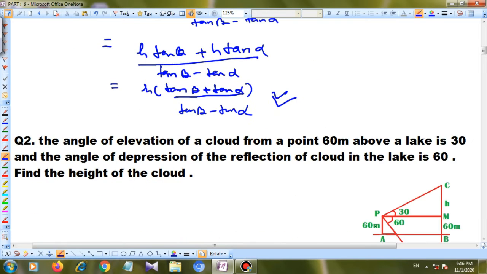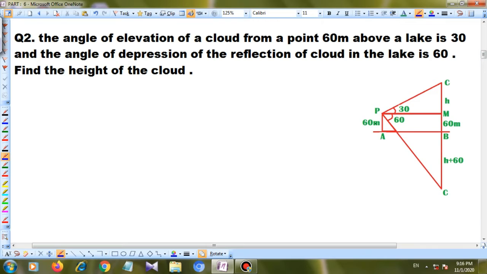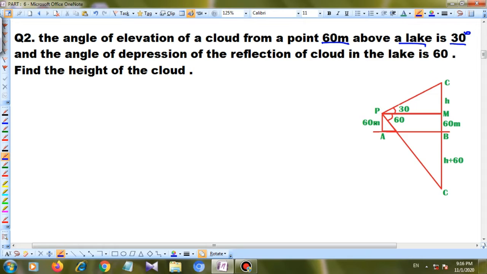Our next question. In this question, the angle of elevation of a cloud from a point which is 60 meter above the lake is 30 degree, and the angle of depression of the reflection of the cloud is 60 degree. Find the height of the cloud. The same question.